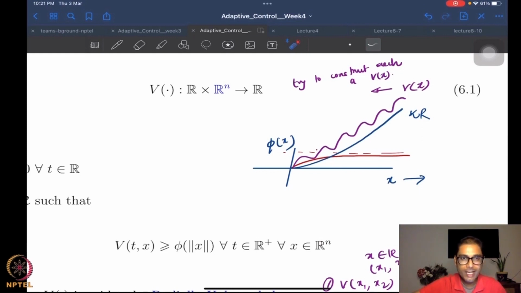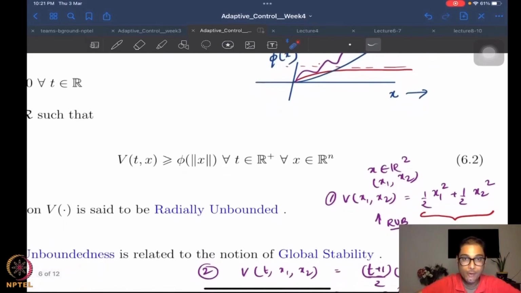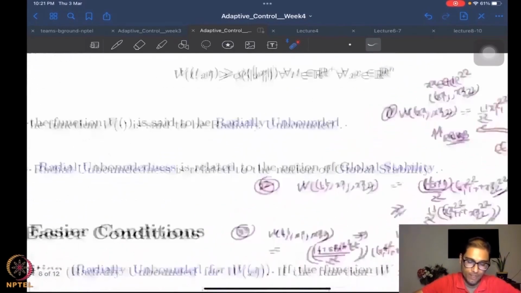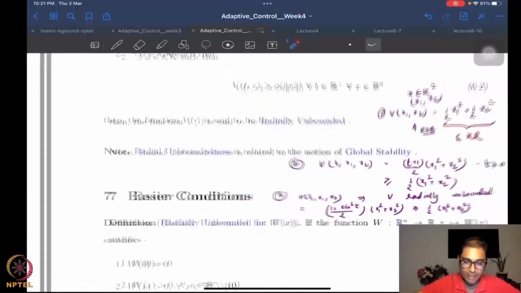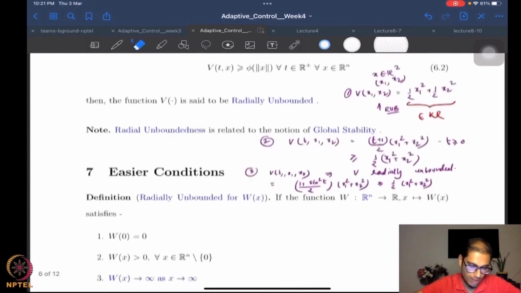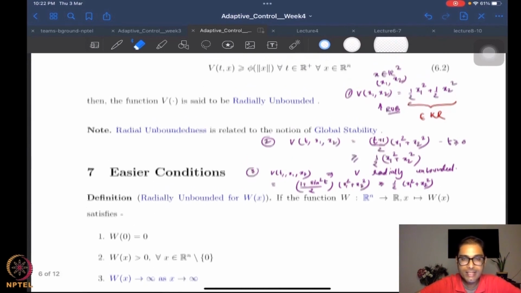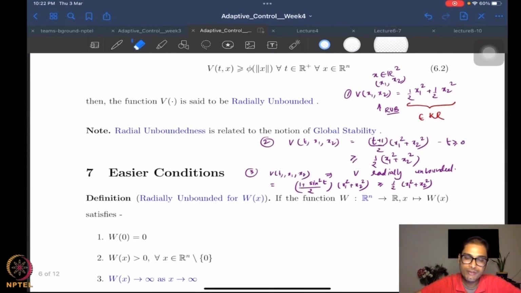Simple ideas are like, I can add an oscillatory signal to x squared. Something simple like that. As long as I do that, I'm still okay. All right, so these are all examples of radial unbounded functions. Again, relatively simple examples, but when things become more complicated, we do require easier conditions. Just like the case of positive definiteness, we do require easier conditions to verify radial unboundedness also.